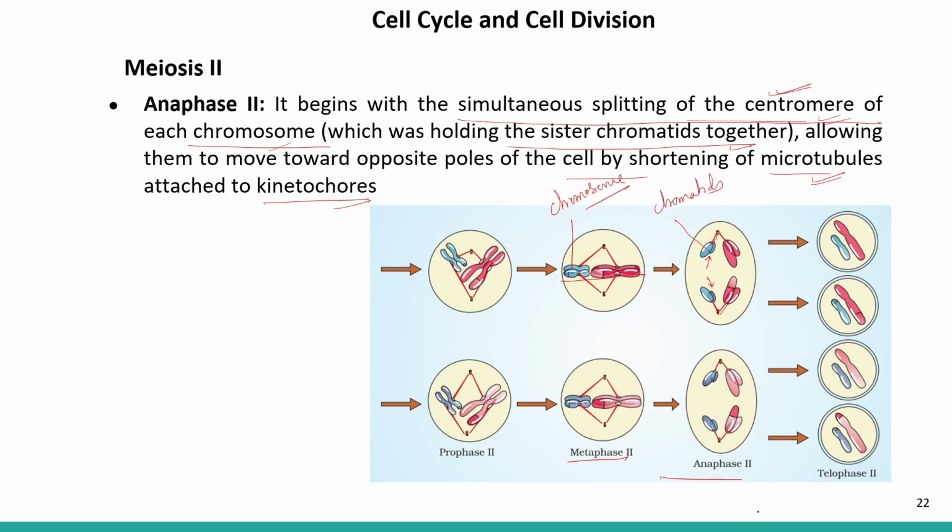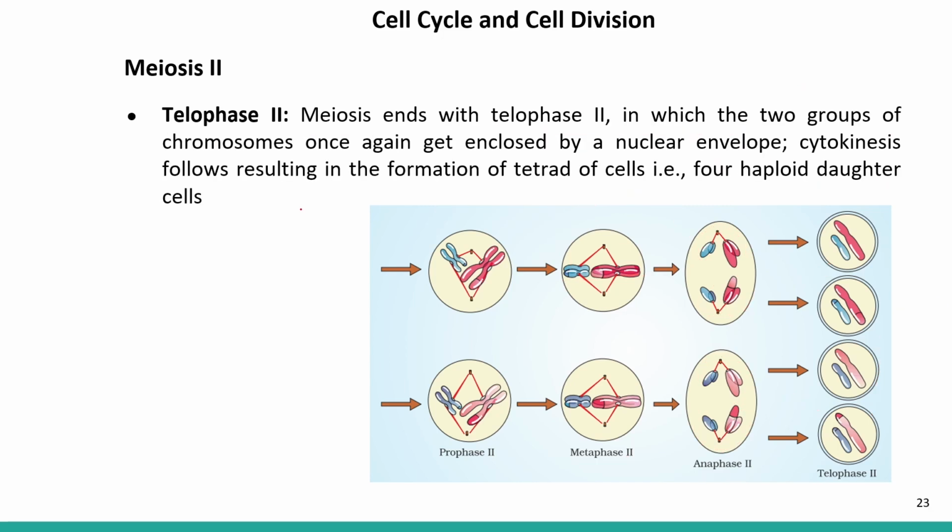So you can see what happened at the telophase. Again, you can see this will form one nucleus and this will form another nucleus. So it will again give rise to two cells, and this cell will again form a nuclear membrane, and after the cytokinesis, it gives rise to two cells. So in total we are having four cells. Let's see what happened at the telophase in the separate slide.